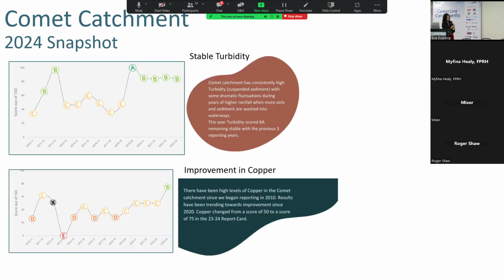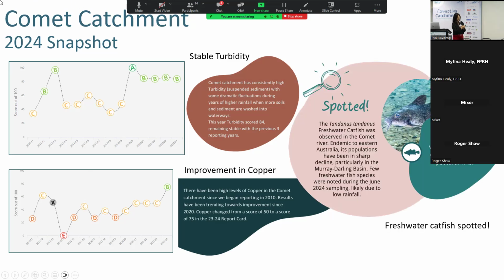So Comet snapshot very quickly. You have turbidity kind of stable. You know, look at it in the past. It used to be not as good, but you know, it's B now for the last 4 report cards. When you look at this is copper, which is really good. It's gone to a B this year. We'll get excited about results, and then we'll talk more about the whys later on, okay? Because we will rely on you to maintain those Bs.